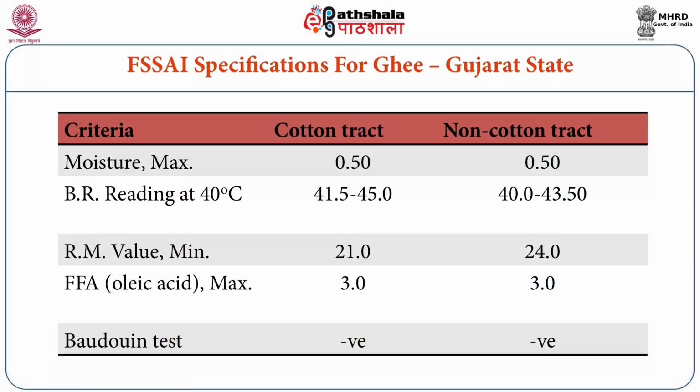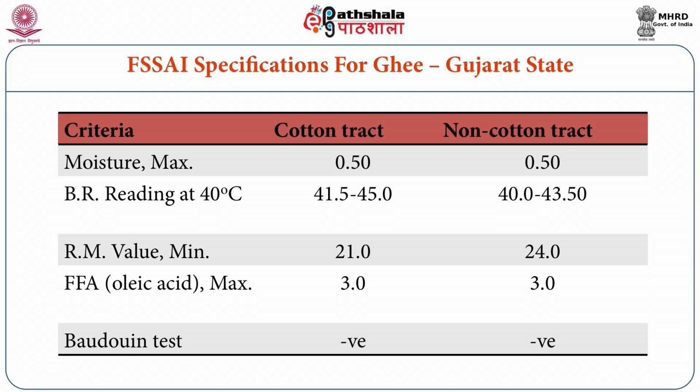I am dealing with the specifications laid down for ghee in Gujarat state. The first is moisture, that is a maximum moisture content, 0.5% maximum. But let me tell you that as per Agmark specifications, which is not compulsory, it is maximum 0.3% moisture, whereas in FSSAI they allowed slightly higher, that is 0.5% maximum. If you see in this particular slide, I have written there are two types of specifications laid down for ghee in Gujarat state. One is for a cotton tract and another is for a non-cotton tract area.